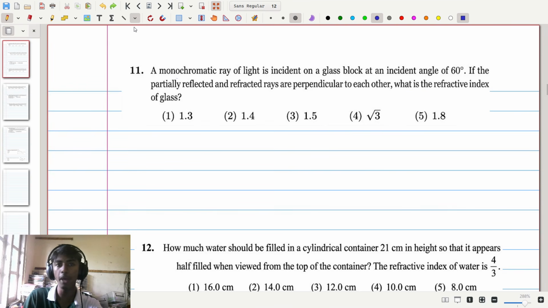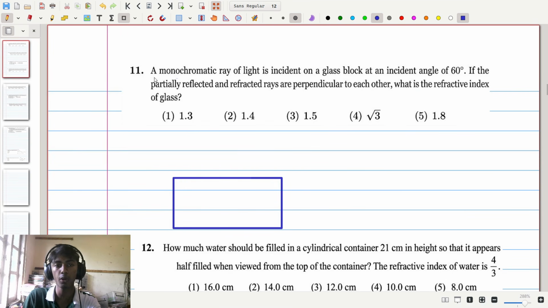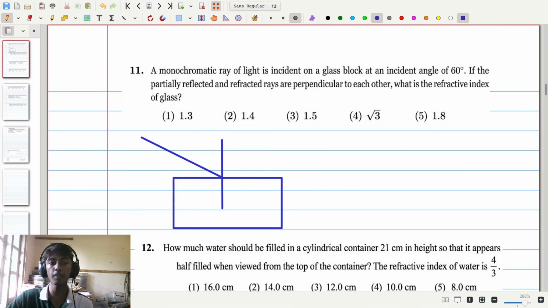Now to understand what's happening here, let's draw a quick diagram of the situation. So we have a glass block and a ray of light incident at 60 degrees. If we draw a perpendicular at the incident point, the angle between the perpendicular and the ray of light is equal to 60 degrees. Given that this angle is 90 degrees and this is perpendicular, the other angle here will be equal to 30 degrees. The two rays they're talking about here are the partially reflected ray and the refracted ray.